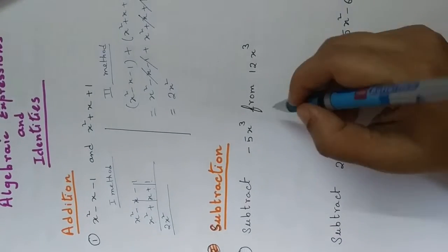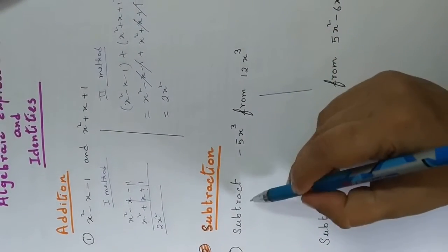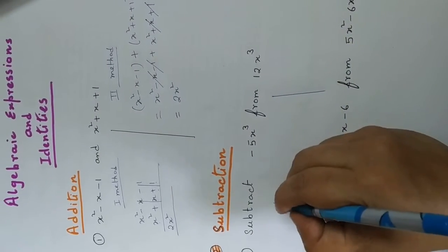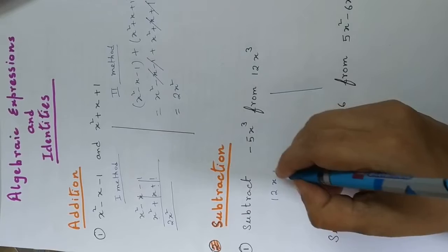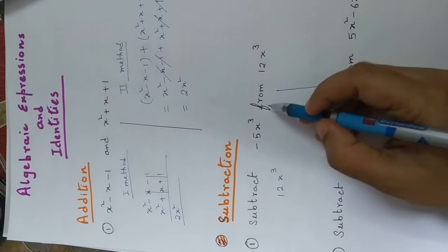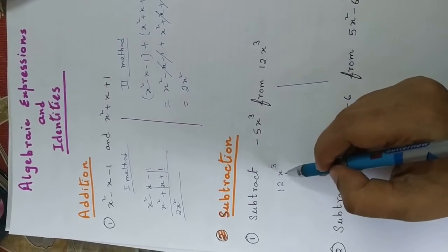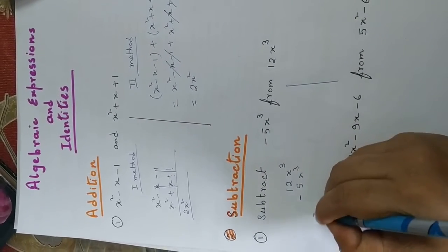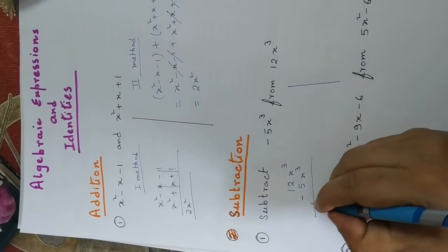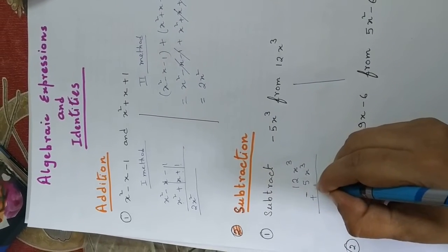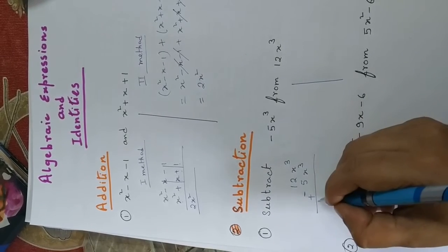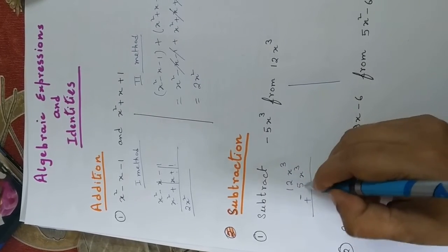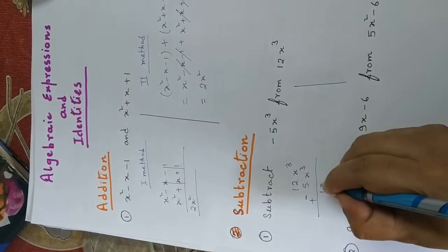Similarly, for subtraction, again there are two methods. Remember one thing, if the question is to subtract a number from another number, you should write the number after "from" first. So after from, that is 12x cube, so we are writing 12x cube first. Then the second term is minus 5x cube. Since we are doing the subtraction, change the sign of the term which is at the bottom. So minus 5x cube becomes plus 5x cube. Now 12x cube plus 5x cube is equal to 17x cube.